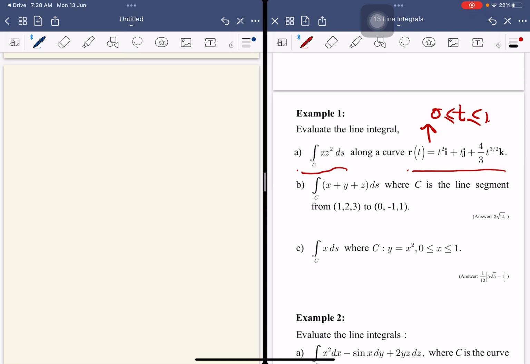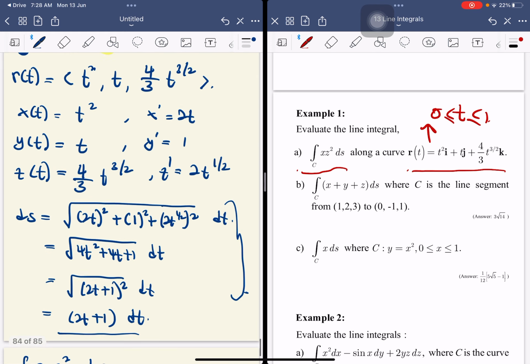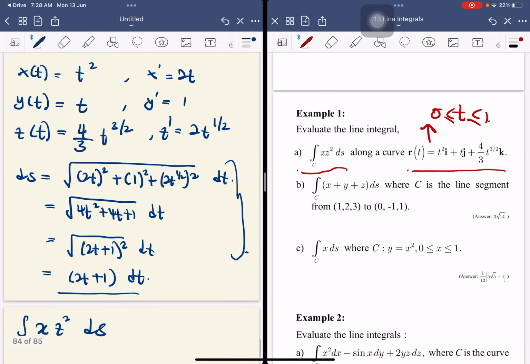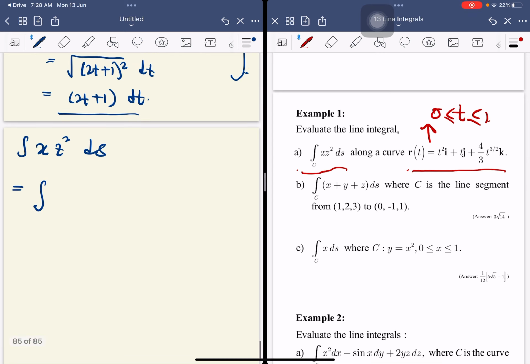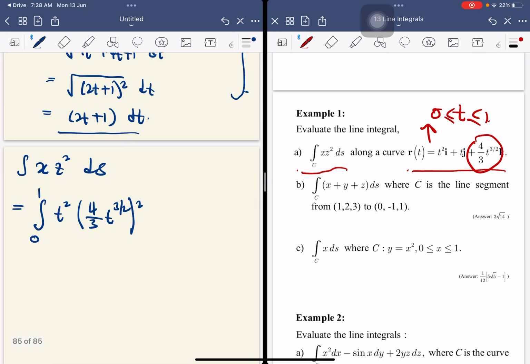From here, we're going to put it into the original integral. So we have x z squared ds, right? If we recall, x is equal to t squared, and z is equal to this one. We put it like this. The limit for t is given, right? 0 up to 1. I forgot to add that here. So x is equal to t squared, and z squared is equal to 4 over 3 t to the power of 3 over 2, squared. And then ds is what we have transformed: 2t plus 1 dt over here.